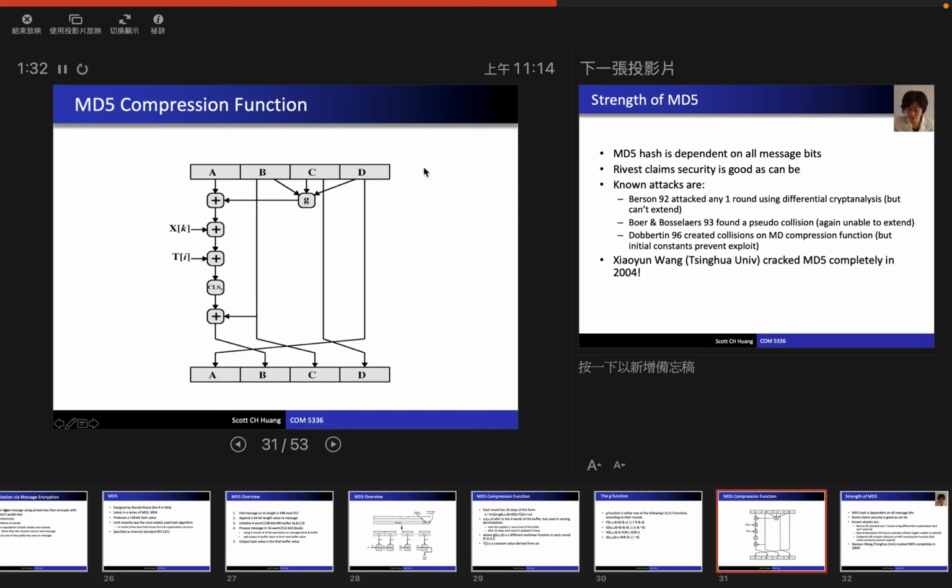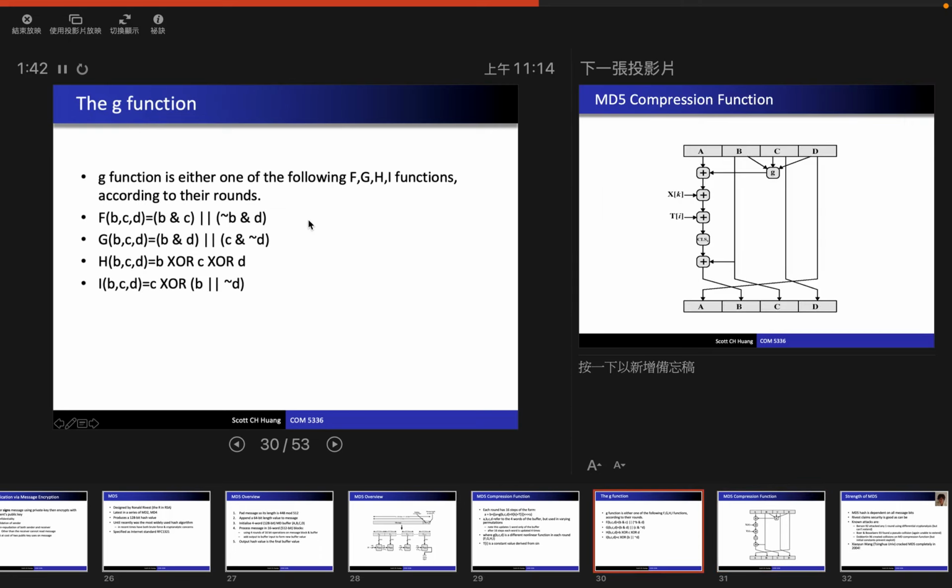So B, C, D will enter this small g function. This small g function can be one of the four functions, big F, big G, big H, and big I. So let's take a look at big F. We have an AND operation, and then we have an OR operation. Here we have a negation and AND. These are logical operations.